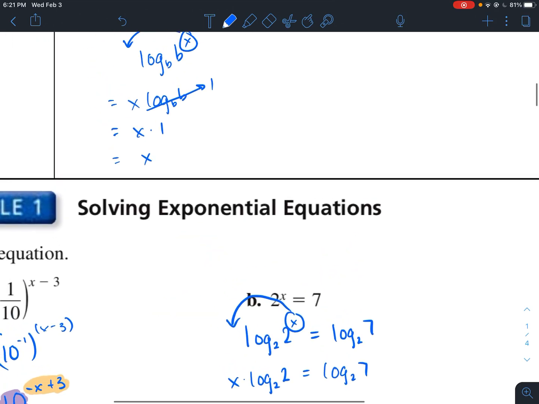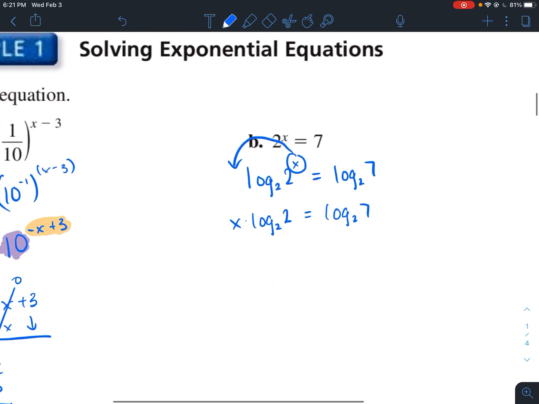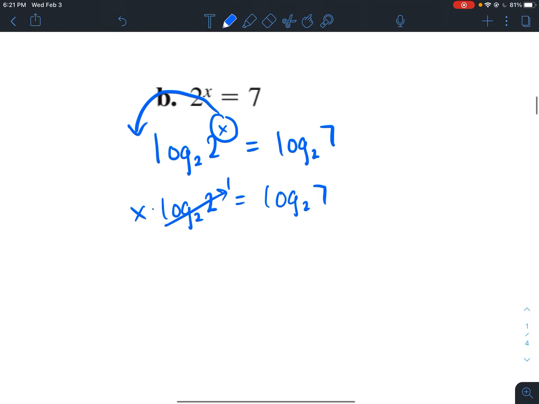Now log base 2 of 2, like we discussed up here, log base b of b is equal to 1. So this just becomes x on this side. So x is equal to log base 2 of 7.